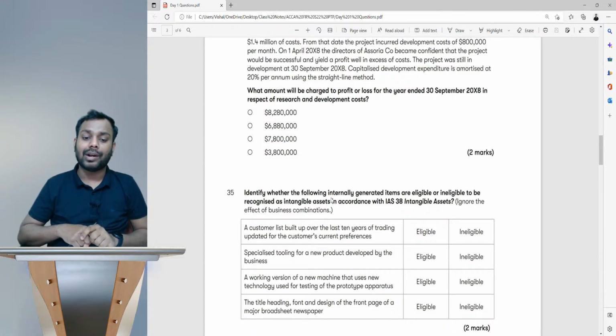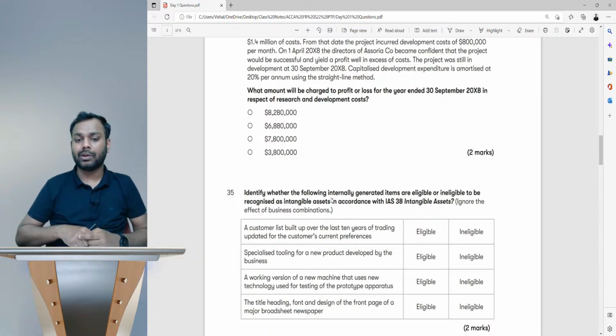Working version of a new machine that uses a new technology used for testing the prototype apparatus, right? So it is eligible again. The title, heading, font and design of a front page of a major broadsheet newspaper. It is again ineligible, right? Because we have not incurred any cost for that. It's internally generated. Is it clear, guys?